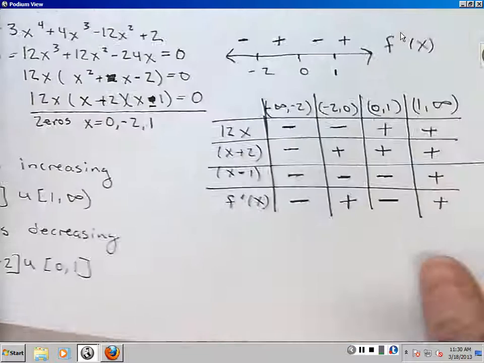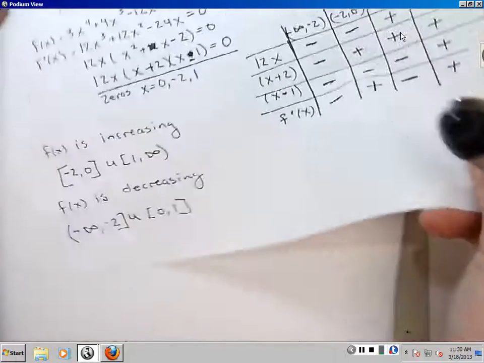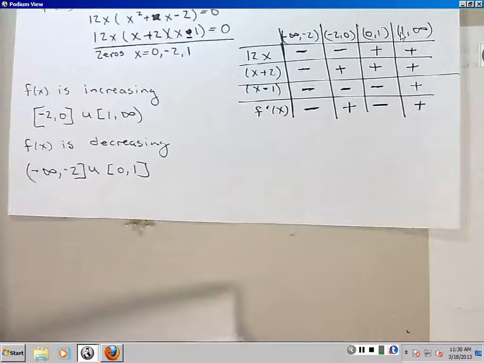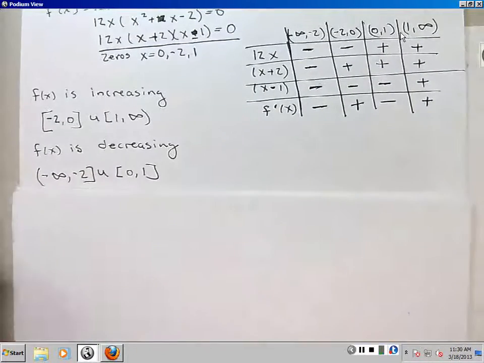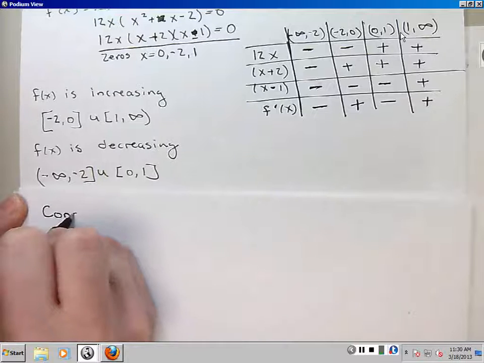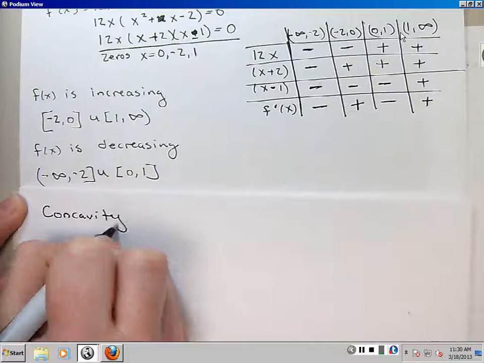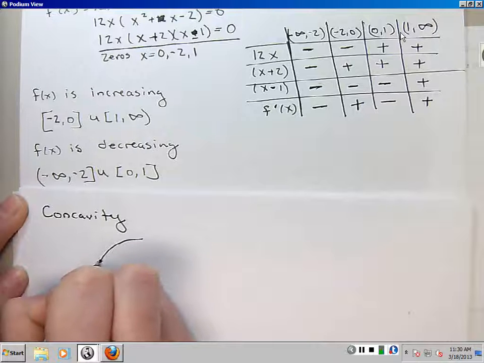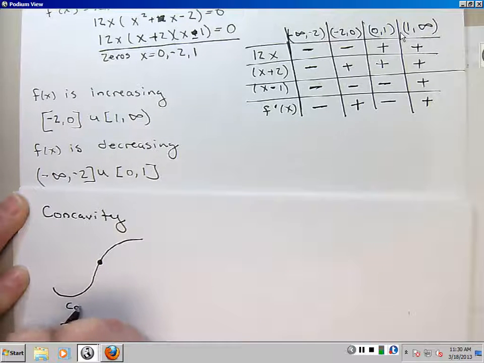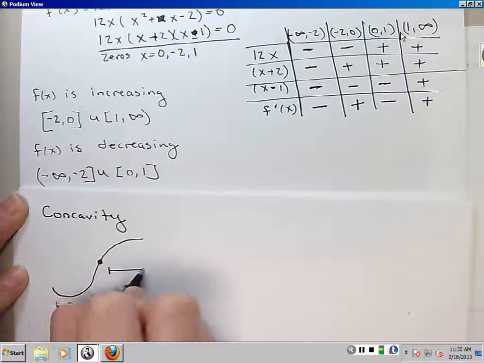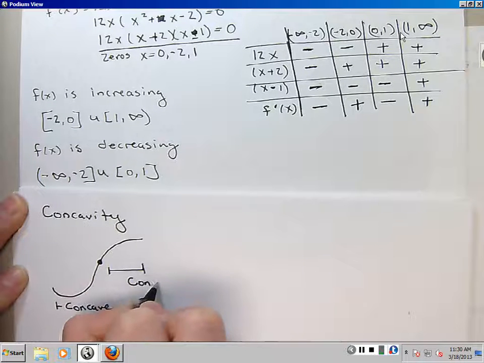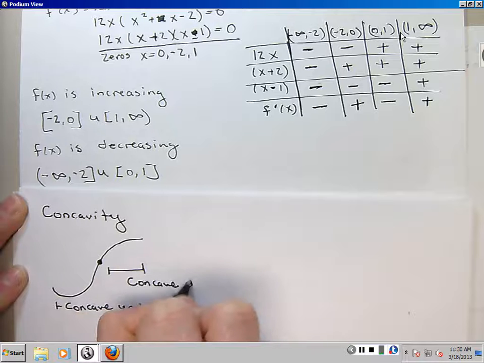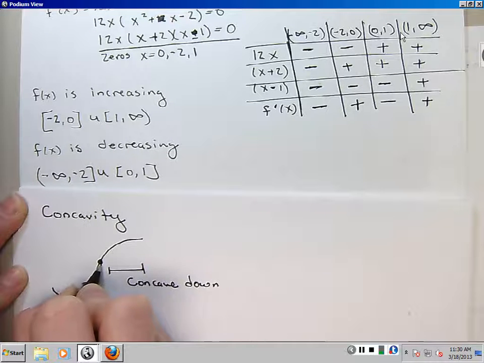So I'm going to pull this up here. So let's look at concavity. So if I have a function that looks like this, this is concave up in this interval, and in this interval I'm concave down. Didn't do a great job of that.